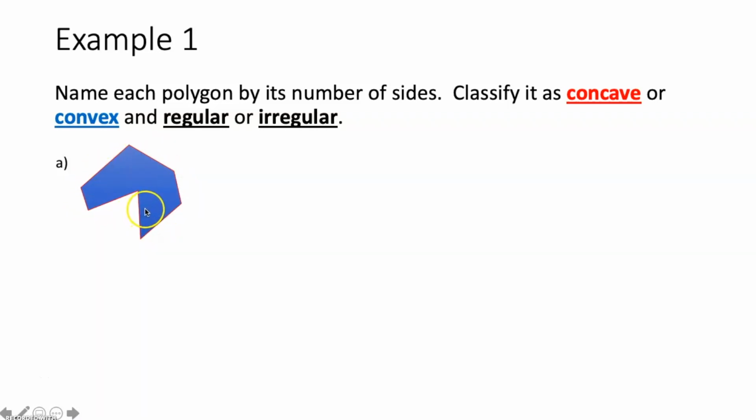There's nothing that gives you that indication, and not all of the interior angles are congruent. There's nothing that says that. Therefore, you would say that this is a concave, irregular heptagon.